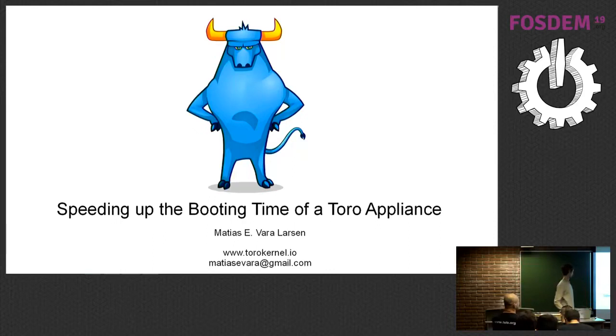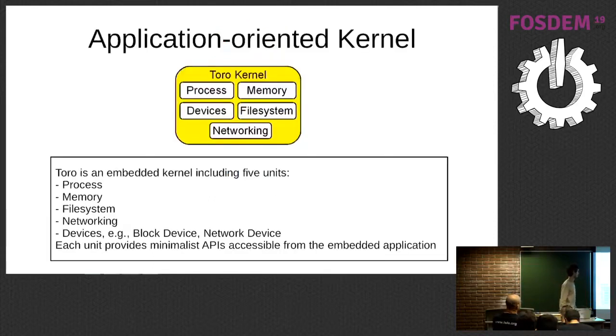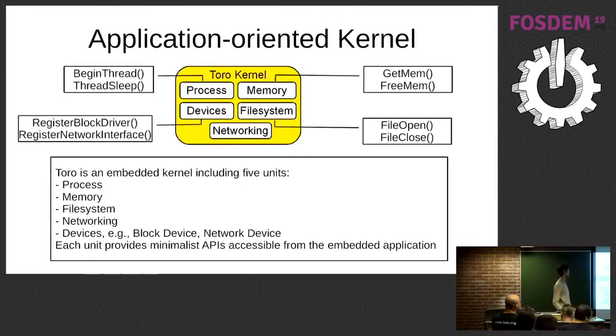Okay, cool. So what exactly is Toro? It is an application-oriented kernel, made of more or less five main units, which are process, memory, file system, and networking, and these units provide a simple API for the user application. For example, in the process unit, we have thread creation and all the manipulation of threads. In the file system unit, we have some API to manipulate files and so on.